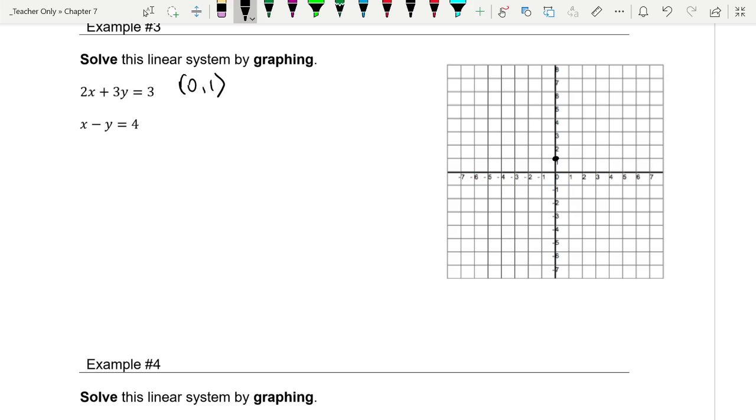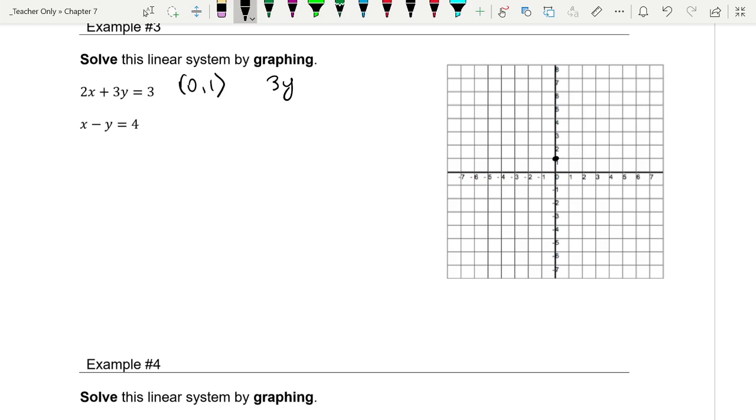See, the problem with doing the x-intercept is I'm going to get 3 halves. I don't want to graph something that's a half. So can you think of a point that would work besides 0, 1 that I could graph this with? The other alternative is, if you don't want to find a point, we could rearrange the equation using our algebra skills into y equals mx plus b, and then start at this point and count the slope. Would you rather do that? Okay, we can do that.